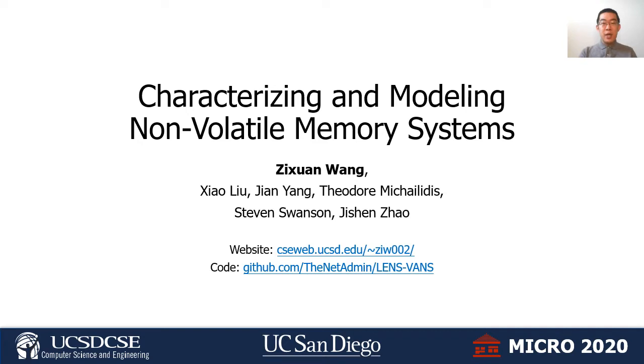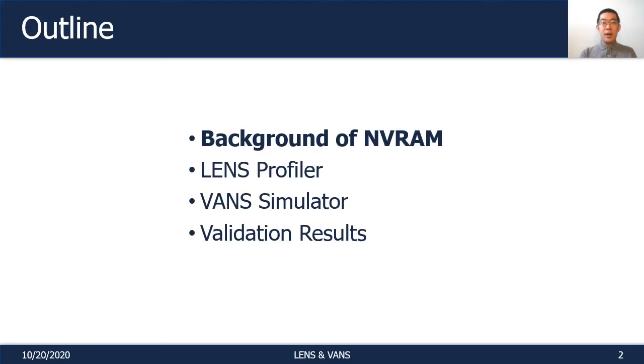In this project, we build a profiler and a simulator for non-volatile memory and open source them on GitHub. In this presentation, I will first introduce the background of this project. Then I will introduce Lens, a profiler we build to characterize the non-volatile memory systems. And then Vance, a cycle-level simulator that matches the real non-volatile memory performance. And finally, the validation results of Vance. Now, let's start with the background and motivation.